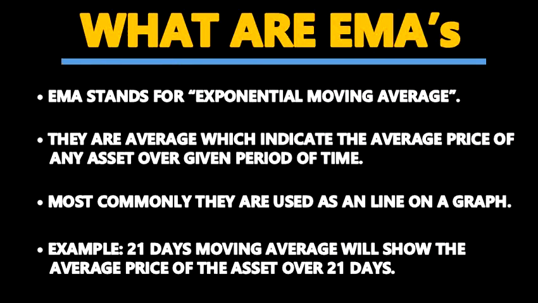So what are EMAs? EMAs stand for exponential moving average. They are averages which indicate the average price of any asset over a given period of time. Most commonly they are used as a line on a graph. So when there is a candlestick chart or bar chart, they are used as a line. I think many of you would have seen them.